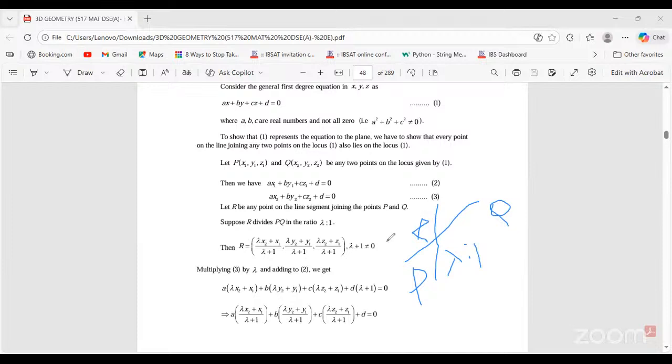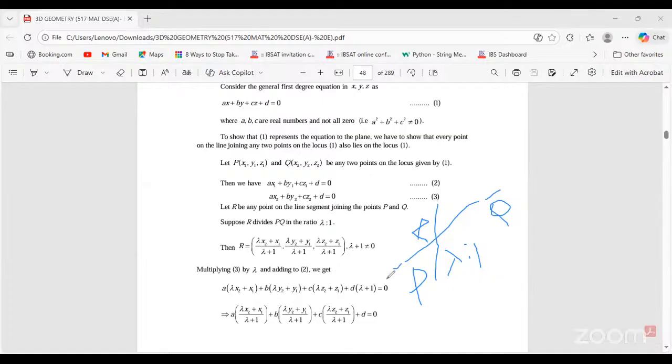Actually, what is a line segment? It has 2 end points. A line segment means a segment with 2 end points. For example, the diameter of a circle is also a line segment. What is a ray? It starts from one point and extends up to infinity. This is called a ray. A straight line extends on both sides. So we extend up to infinity from the P side and from the Q side, and we get a straight line. So R divides PQ in the ratio lambda is to 1.